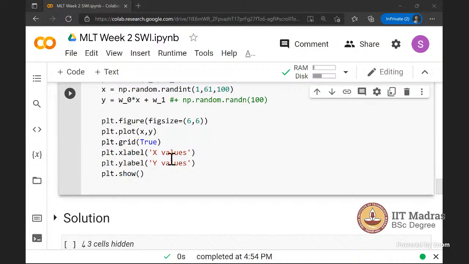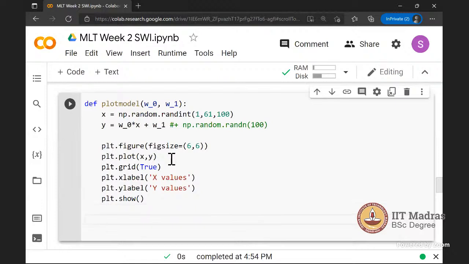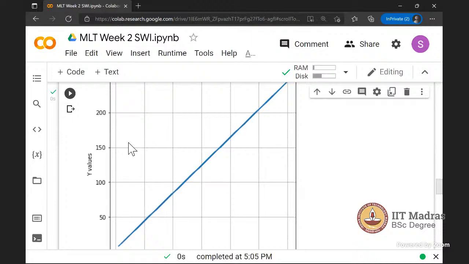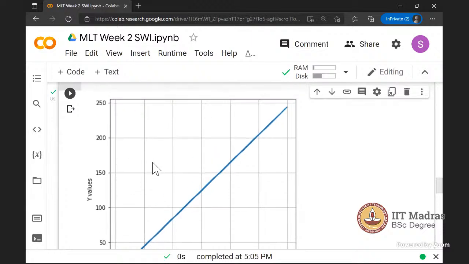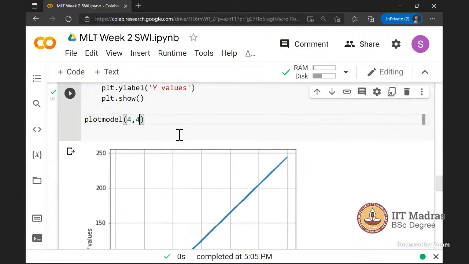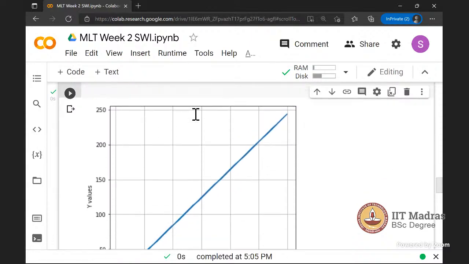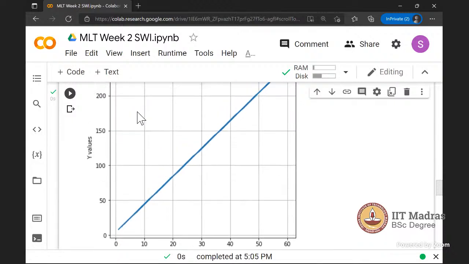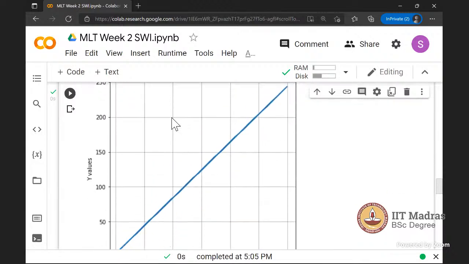Okay, so let's execute this and plot a model. Let's draw 4,4 and see what happens. We are going to see a very straight line. There is no randomness, and the angle of this line with the x-axis is going to be 45 degrees. No, not 45 degrees, it is going to be more than 45 degrees. Sorry, no, the aspect ratio is not equivalent. Yes, you're right.